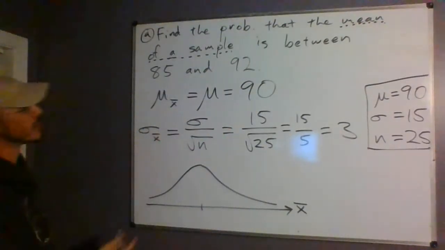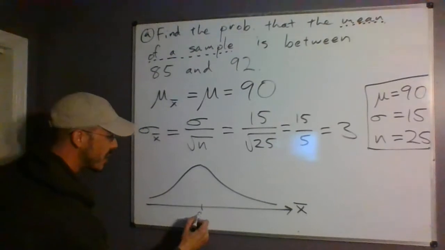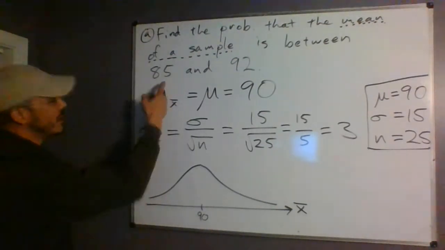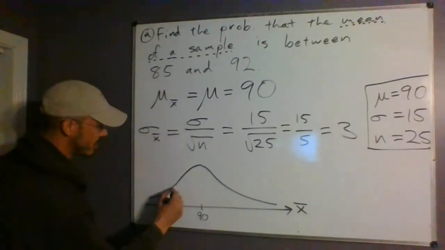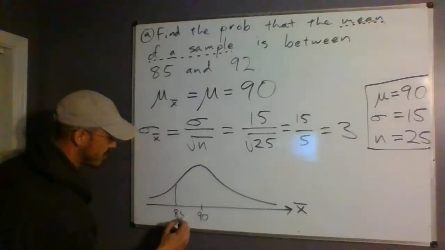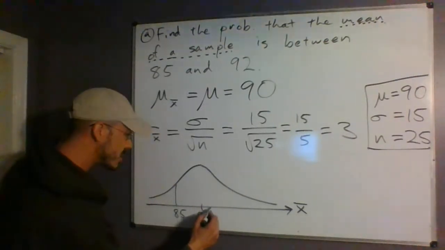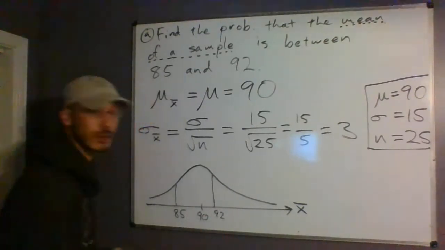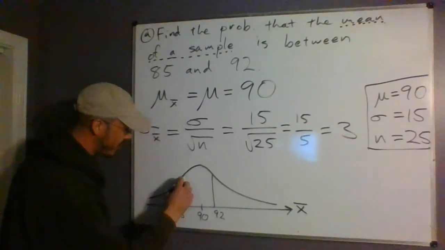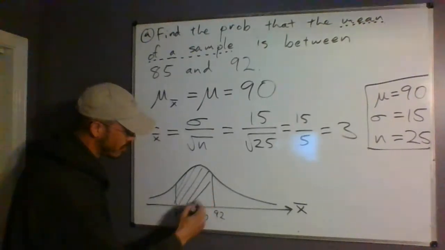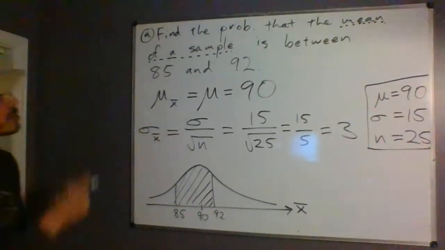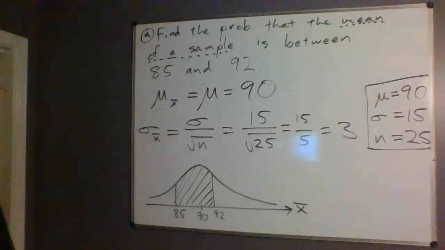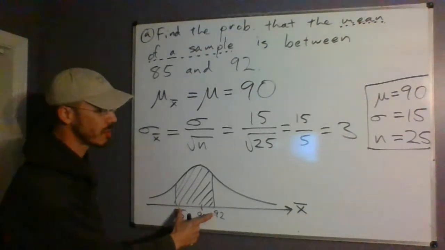The setup here for the picture is really the same though. The mean is 90, that's right in the middle. 85 is a little to the left of that. Let's say there's 85. And 92 is just a little bit to the right. There's 92. And I'm trying to find the probability that x bar, the mean of this randomly selected sample, is between those two values. So it's an x bar value.